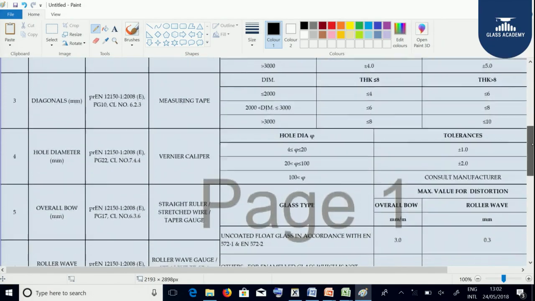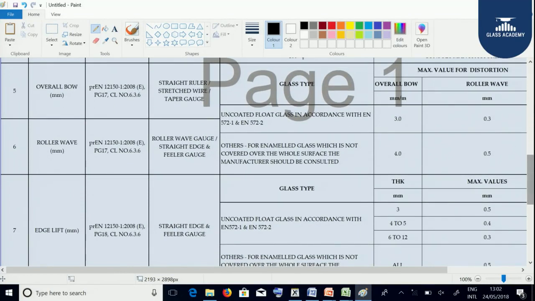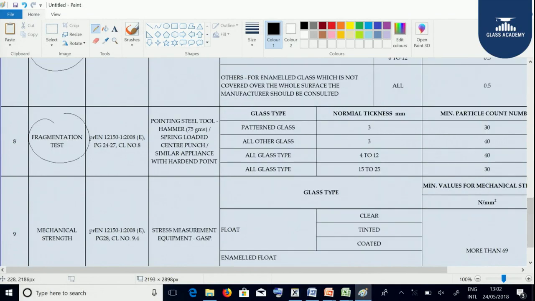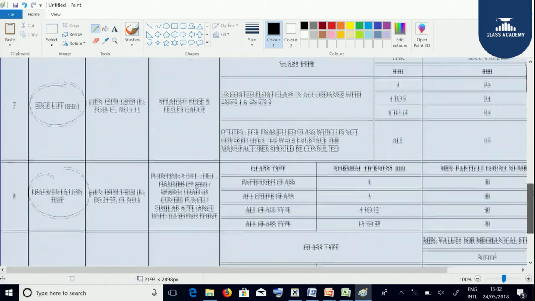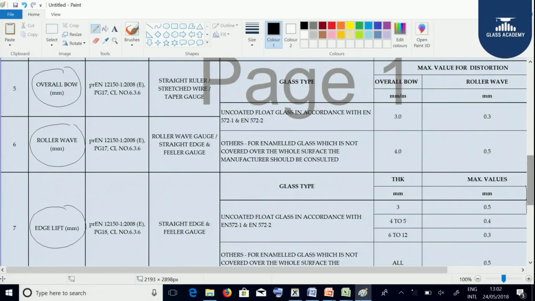And the main functioning in tempering, the test parameters we look at in tempering are overall bow, roller wave, edge lift, fragmentation test, and the strength that we are going to focus on in this particular tempering department. Now let us understand each test parameter one by one. Let us take overall bow.